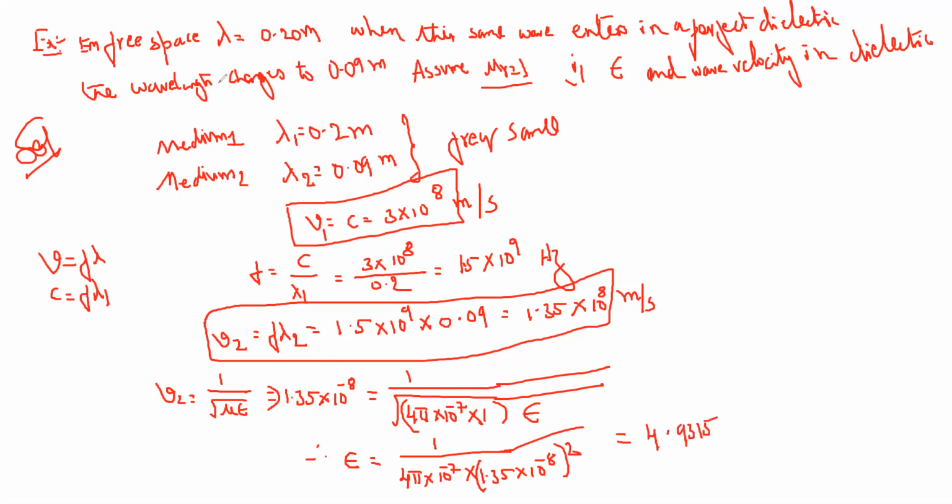Okay, my dear students, like this we can find out for the given values of frequency and different wavelengths, when the wave enters from one medium into the other medium. Assume mu r is equal to 1, then you can find the epsilon and the wave velocity in the dielectric. The wave velocity V2 is equal to 1.35 into 10 to the power of 8, and using that velocity, the epsilon is approximately 4.9315. Got it, my dear students?